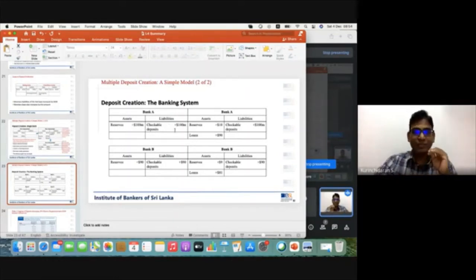Now let's assume the reserve requirement is only 10%. What can the bank do? They can keep only $10 in the reserve account and the balance of 90 they can give as loans, because you don't normally earn interest on reserves, so you would be losing. So what banks will do is keep the reserve as per the requirement and lend the balance to customers. So then bank A's balance sheet would be like this.